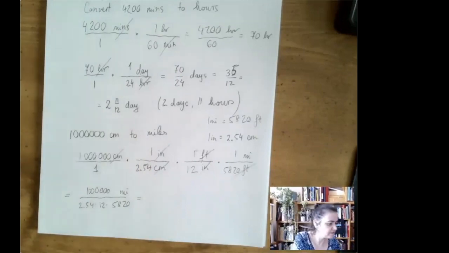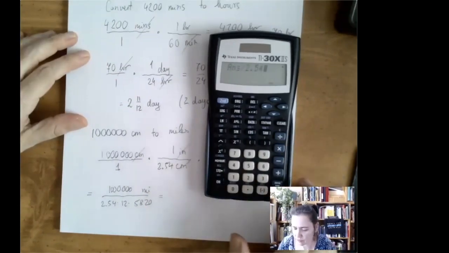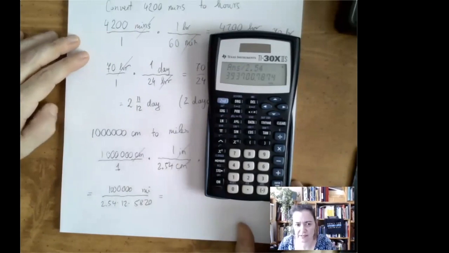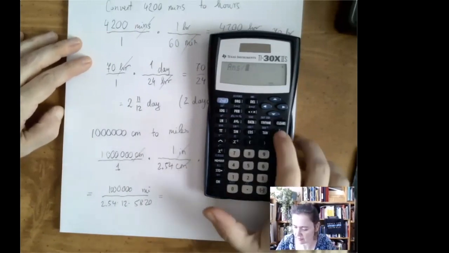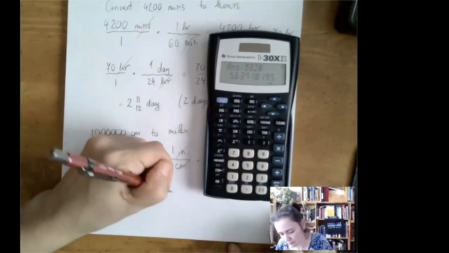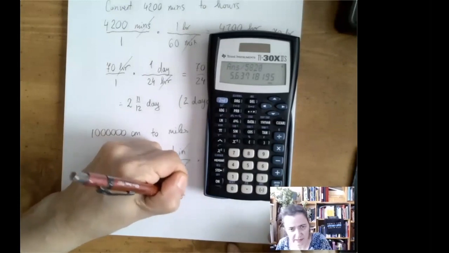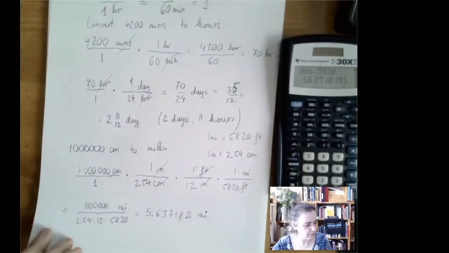I guess this is as good a time as any for decimals. So 1 million divided by 2.54, divided by 12, divided by 5,820. So it's 5.63 miles. All right.